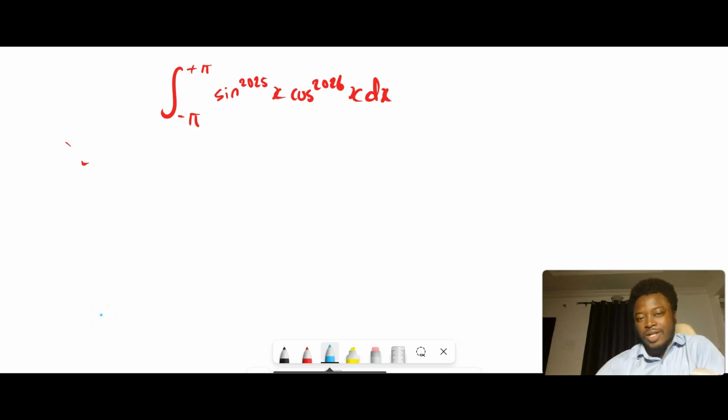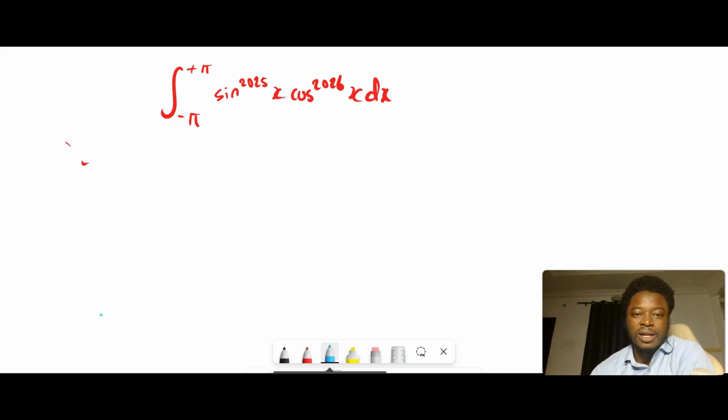Hello everyone. So right before us here is a beautiful integral from MIT, and here we have the integral from negative pi to positive pi of sine of 2025x cosine of 2026x dx. So how do we work this out?